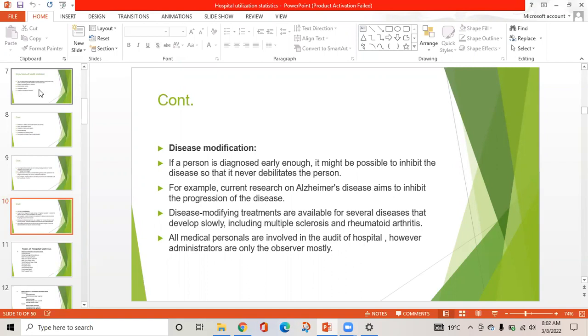All medical personnel are involved in the audit of hospitals. However, administrators are only observers most of the time.